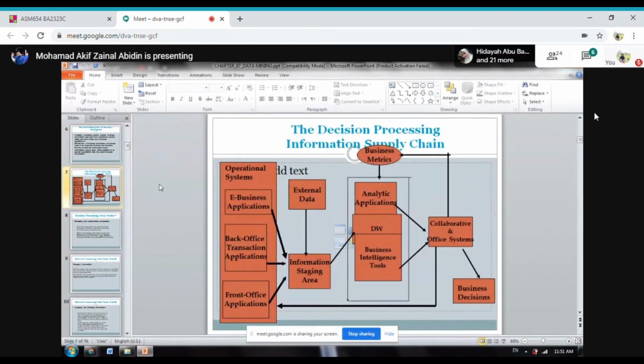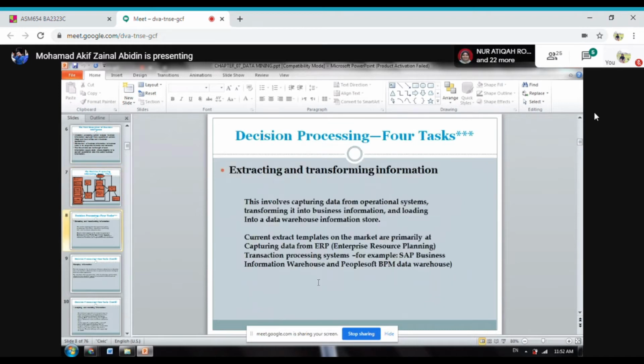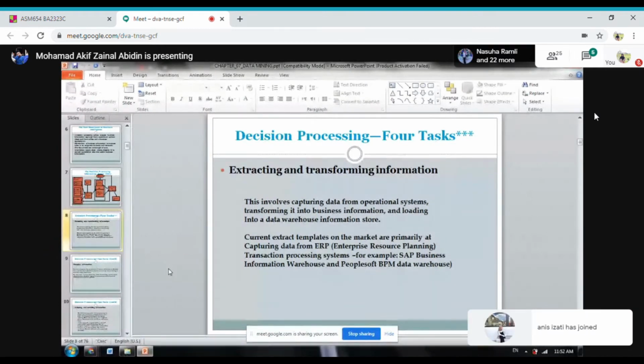Okay, this is how the processing is involved, the flow. Okay, the left-hand side is the operational system, that is the database. Okay, we gather information and put it in the staging area. This is similar to the data warehouse architecture that we covered in chapter 2. Okay, same thing. Okay, next. Okay, the 4 tasks of decision processing. Okay, the first question from chapter 7: describe the 4 tasks of decision processing. The first task will be to extract and transform the information. Okay, this is actually a revision from chapter 2.